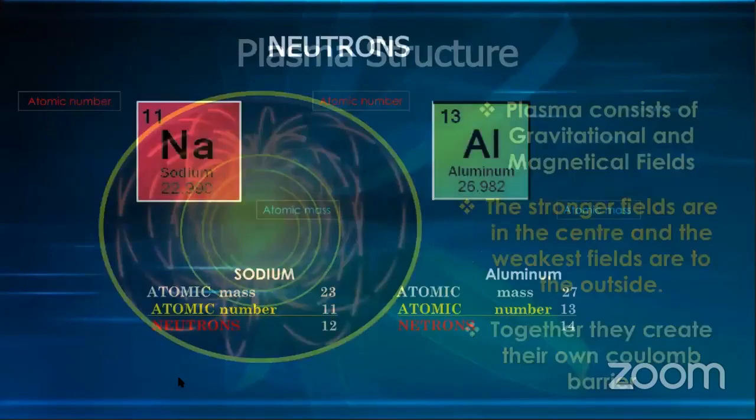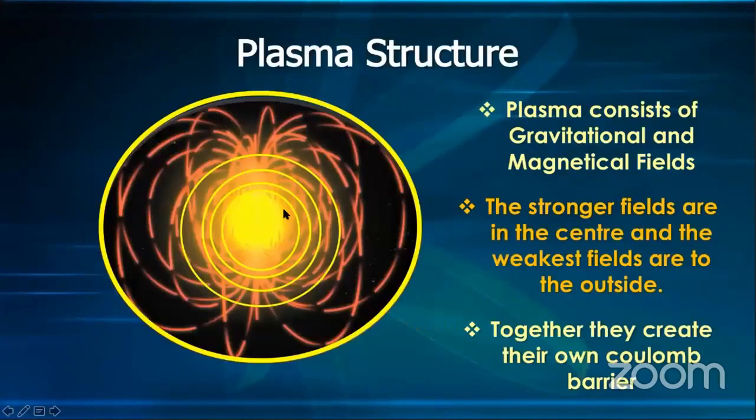So here, in the plasma structures, we see this. As I said, every single element has a magnetic and gravitational field. Every single one, consistent, and all together creates a field. It creates what we call a Coulomb barrier. It's a magnetic or gravitational field. The stronger field will be in the center, and the weakest field will be on the outside.